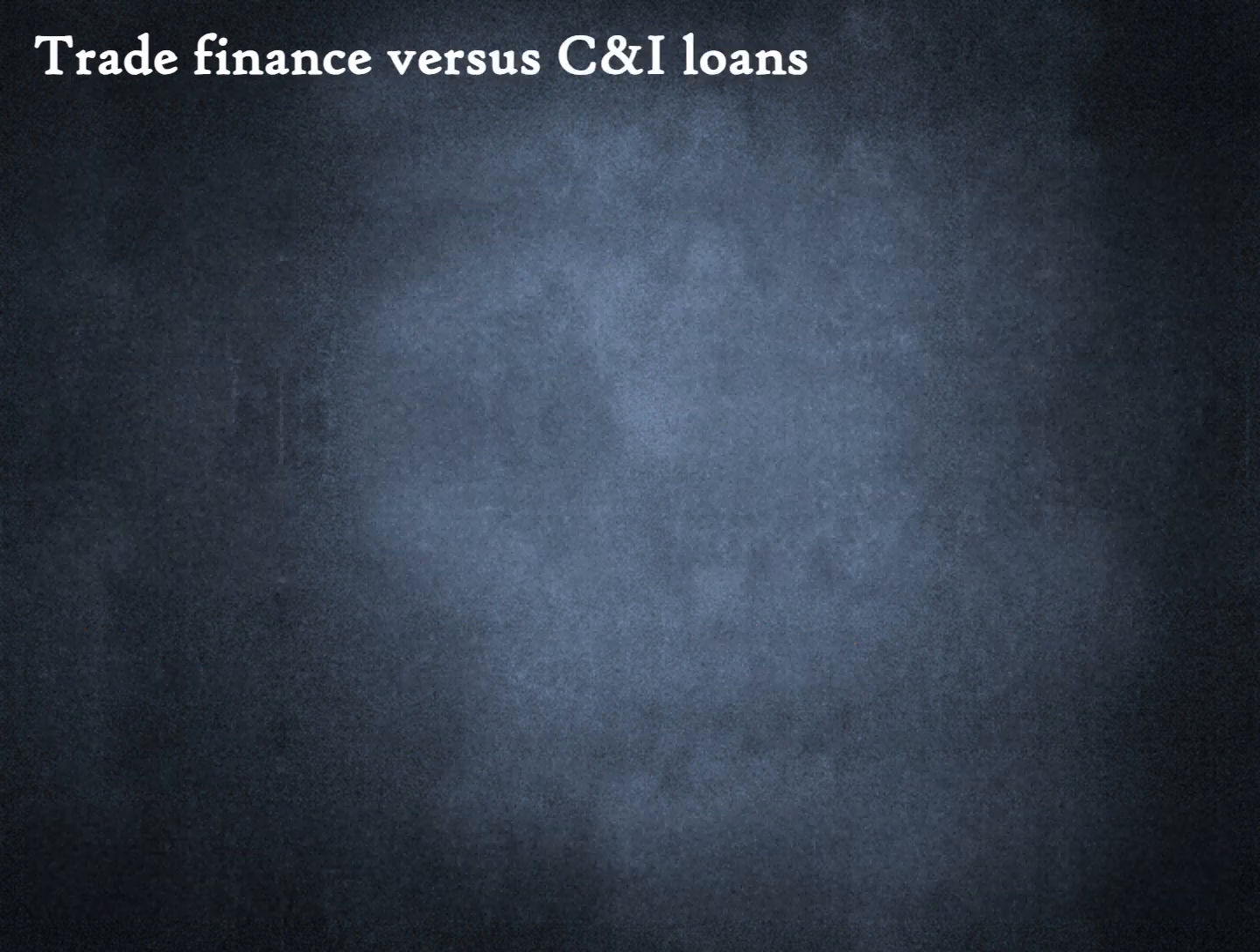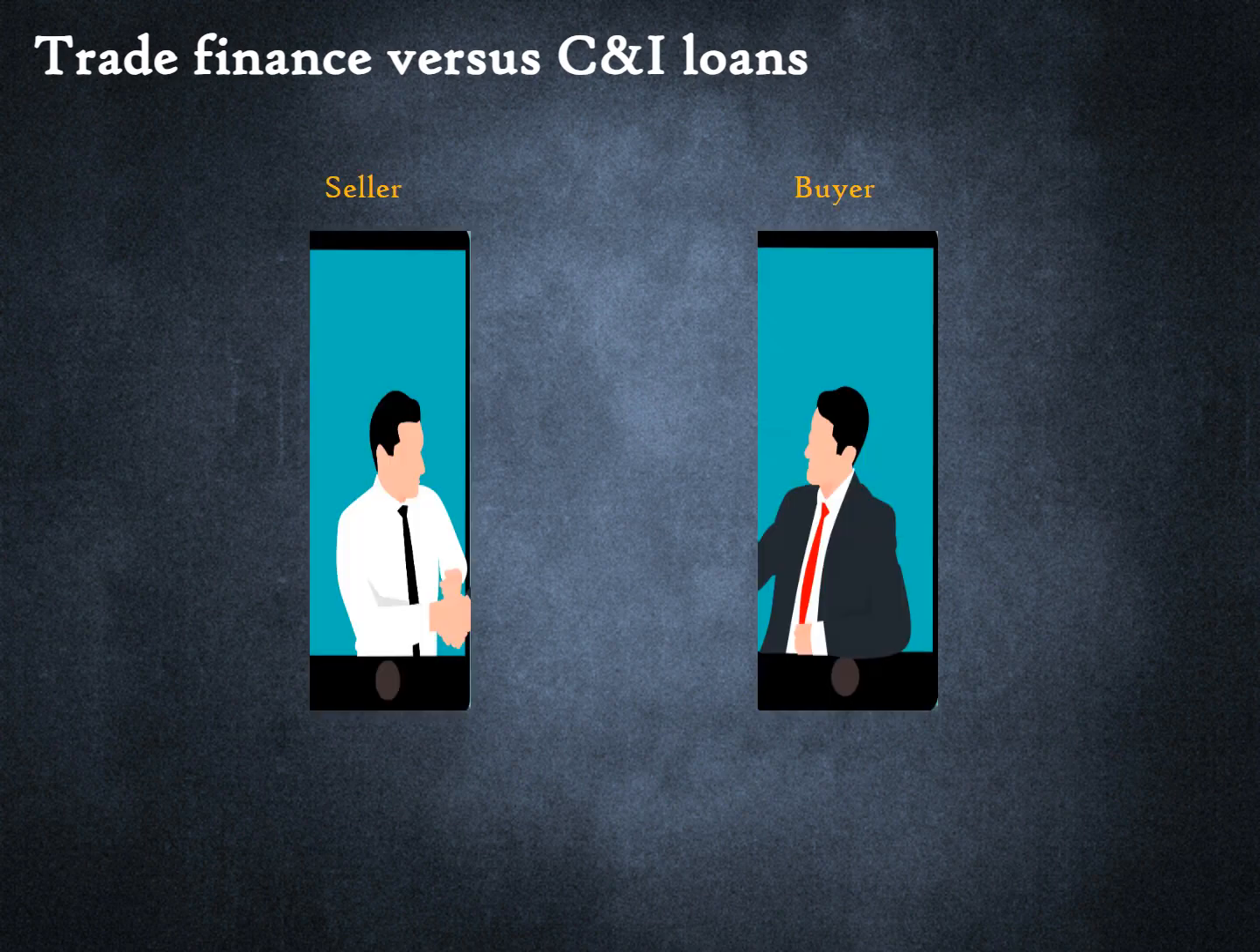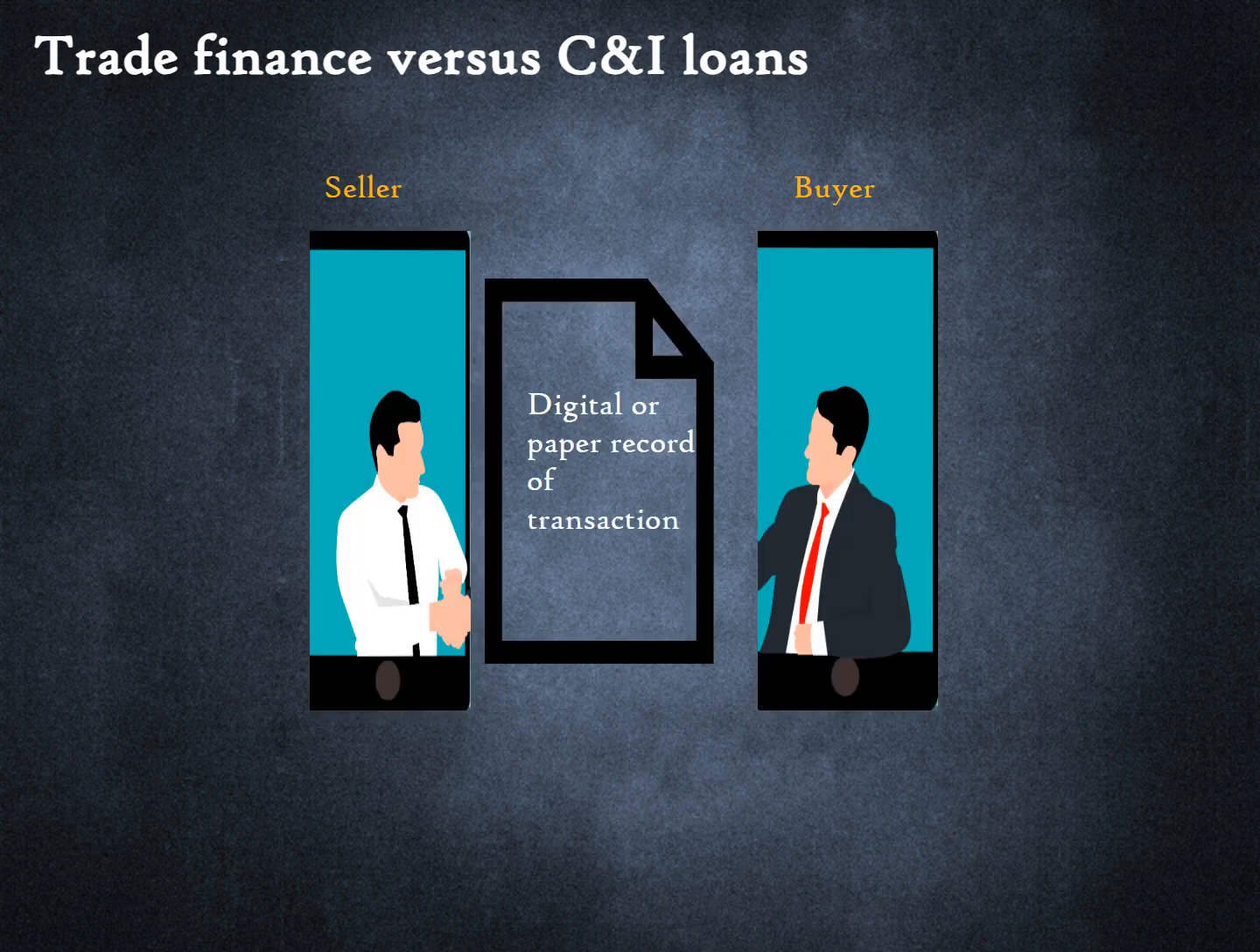We can look at the difference between trade finance and C&I loans another way. Consider a seller and a buyer. The transaction between them is documented in some electronic or paper form. It could be an invoice, a purchase order, a bill of lading, or another document. Trade finance involves financing the transaction on the basis of what is documented about the transaction. If the lender sees an invoice that will get paid in 30 days, the lender may be willing to make a loan for those 30 days.